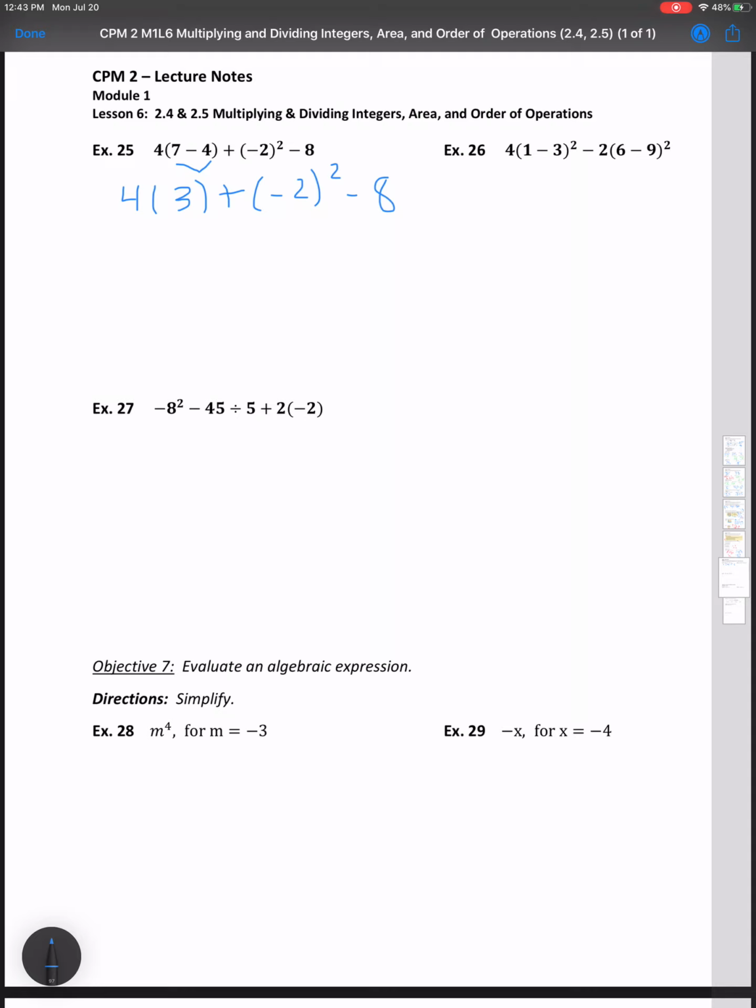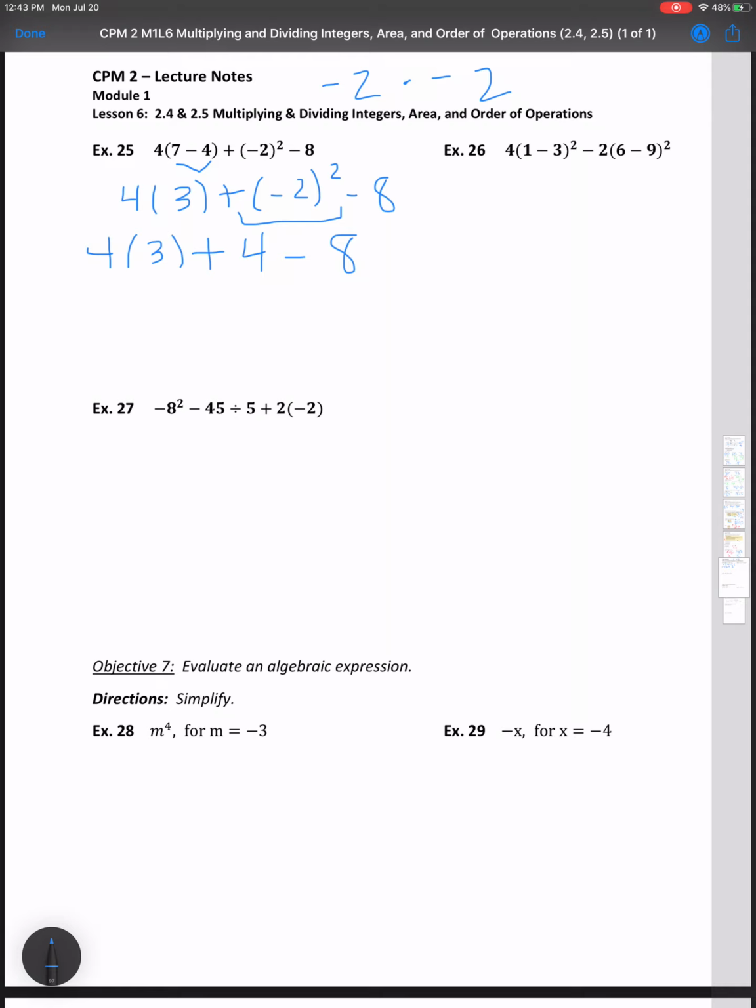Next step is exponents. Do I have any? Yes, right here. So I'm going to bring down what I'm not using yet. 4 times 3, bring down, plus bring down. Here, think about what you're squaring. I'm squaring what's in the parentheses. So I'm thinking a negative 2 times itself twice. What is a negative times a negative? A positive. That's why I just put 4 right there. Bring down that minus 8. Haven't used it yet. So we are done with exponents.